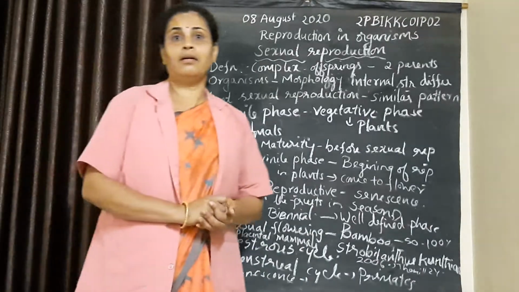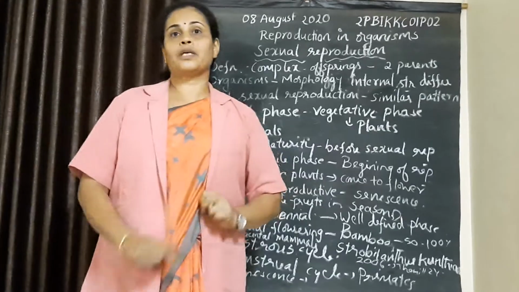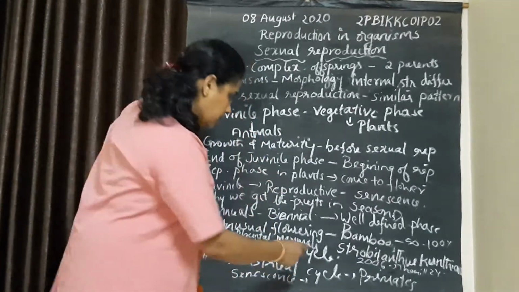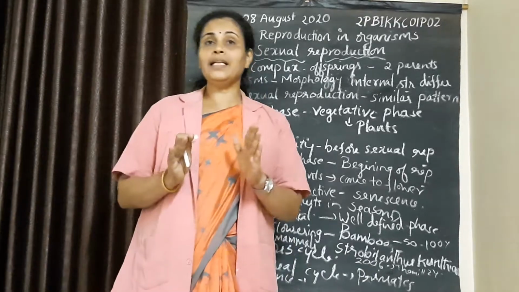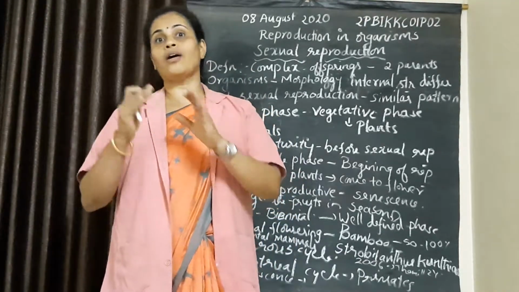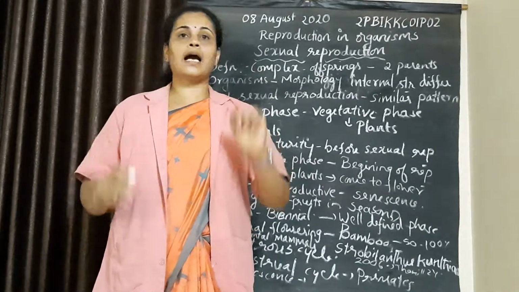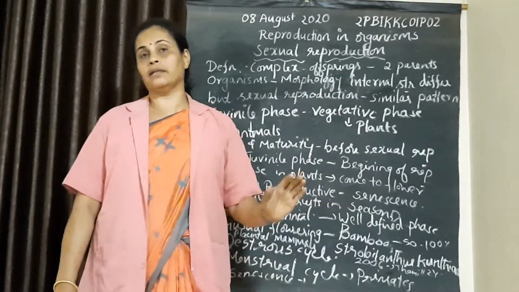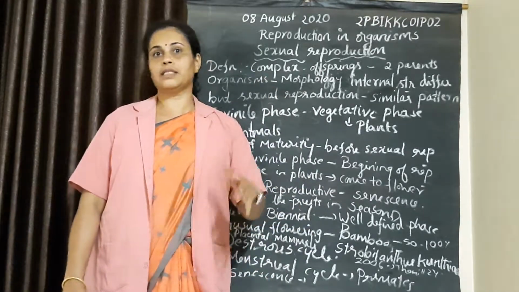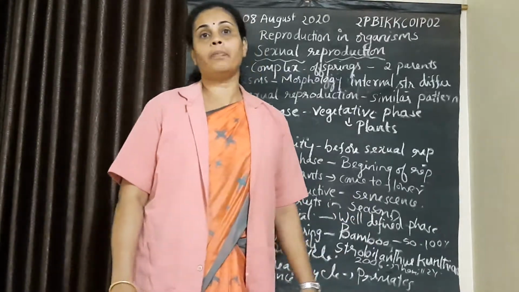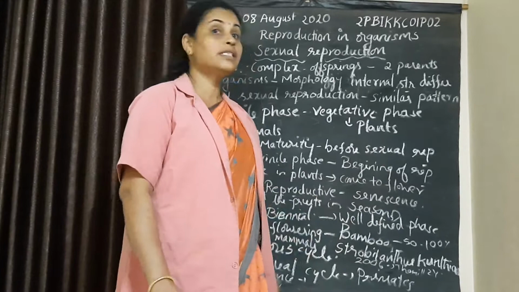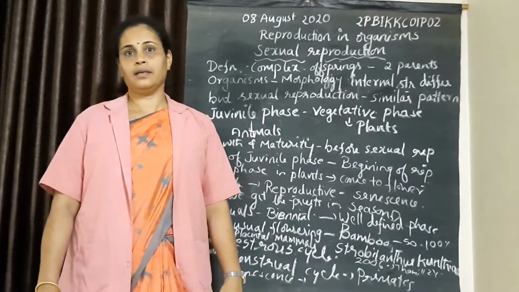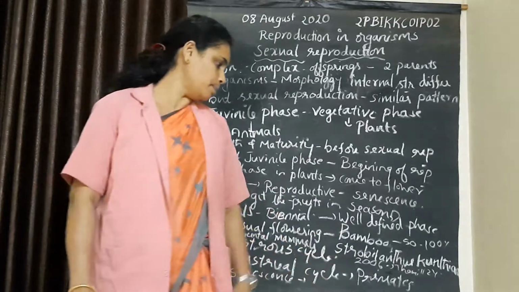Then there are two types of animals based on breeding. One is called continuous breeders and another one is seasonal breeders. Continuous breeders reproduce throughout the year. But there are animals which reproduce only in a particular season, that is called seasonal breeders. Examples of seasonal breeders are cats, dogs, etc. Human beings are an example of continuous breeders.